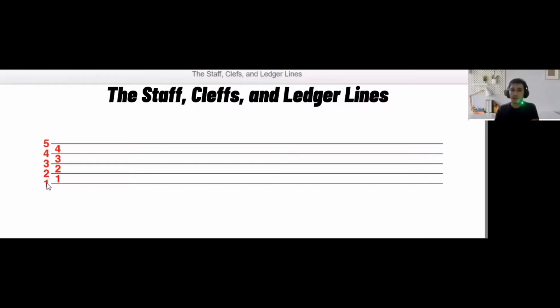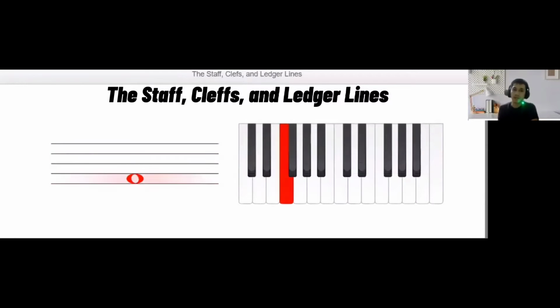We have 1, 2, 3, 4, 5 for the lines, and then 1, 2, 3, 4 spaces, beginning here until here. Always remember every line or space on the staff represents a white key on the keyboard. What you are seeing right now is a demonstration of how each note is played on the piano.